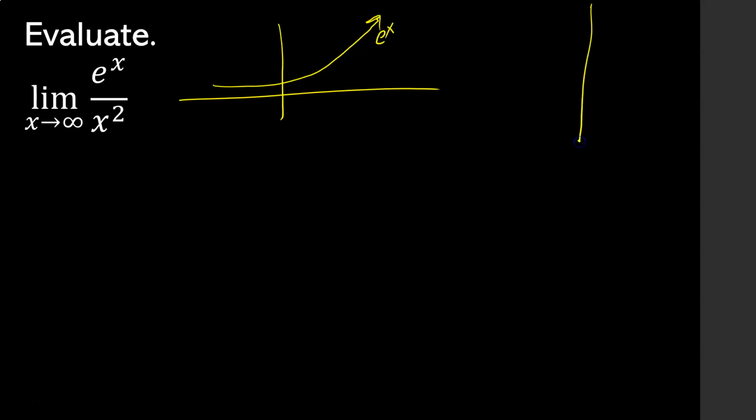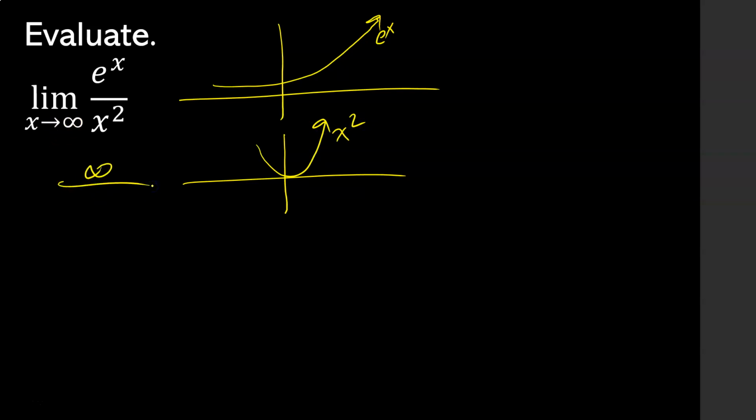Now, I think I'm going to think about e to the x graphically. E to the x looks like this, and x squared, maybe I should draw it underneath. Let's draw x squared underneath. X squared looks like this. And so the limit as x goes to infinity of e to the x is infinity. The limit as x goes to infinity of x squared is also infinity. Hey, this is the time for L'Hopital's rule. So maybe we should say that.